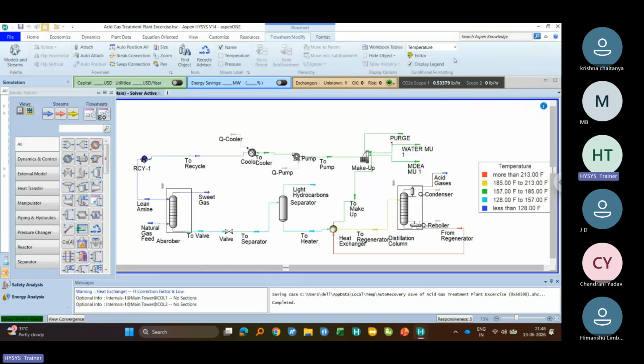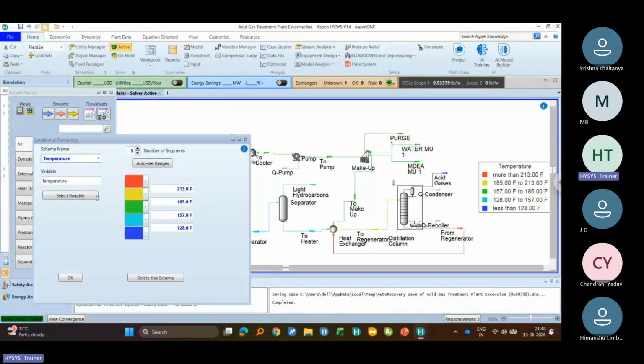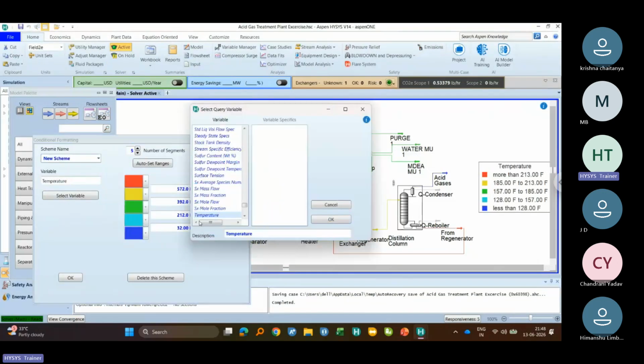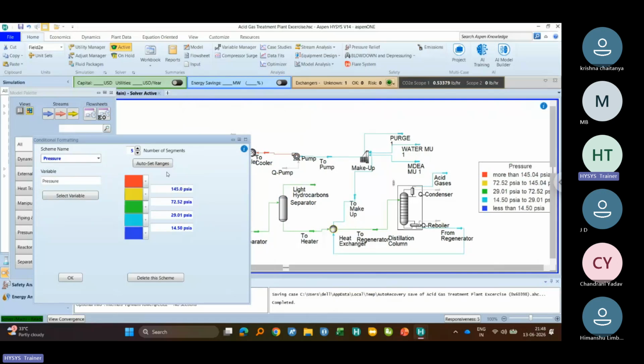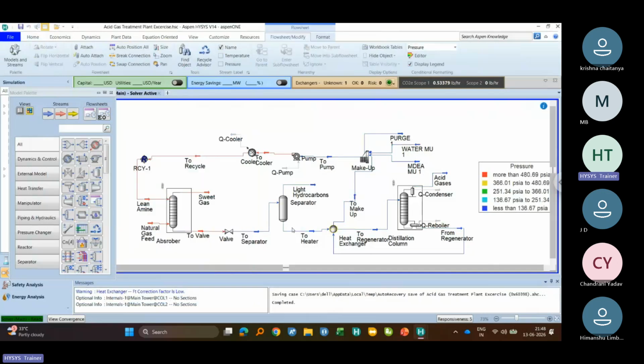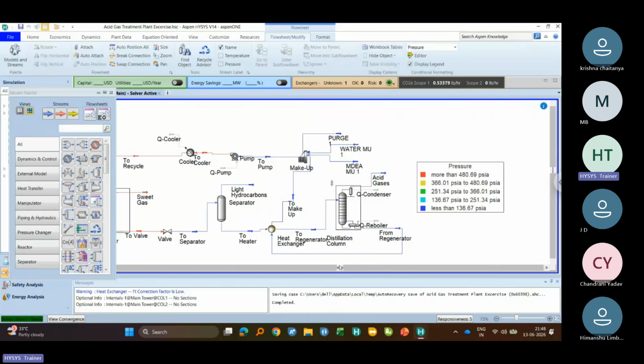We will just try to add it for a pressure range. Suppose we add new pressure, and we will keep this pressure range only, auto set the pressure ranges, and we'll click on OK. Now you will see that this has arranged itself in such a way that these pressure ranges are particularly shown by these colors.